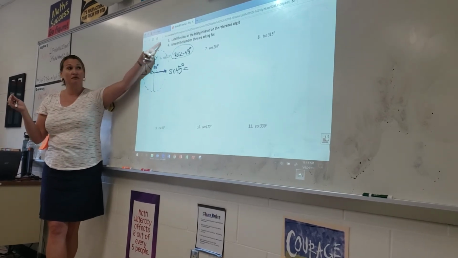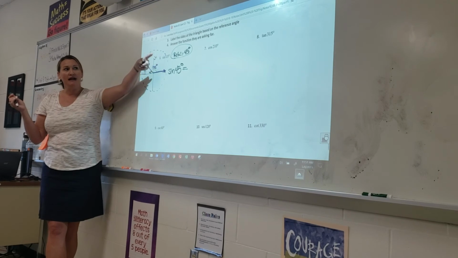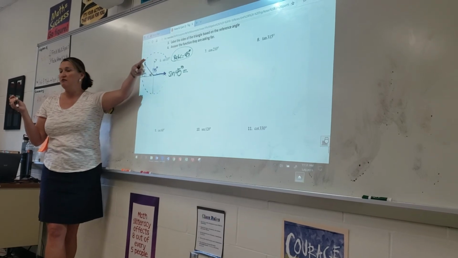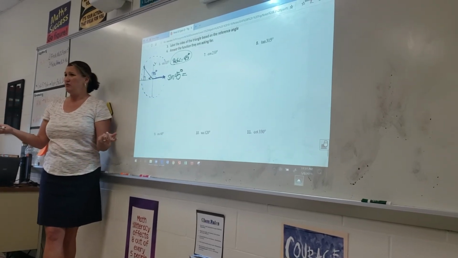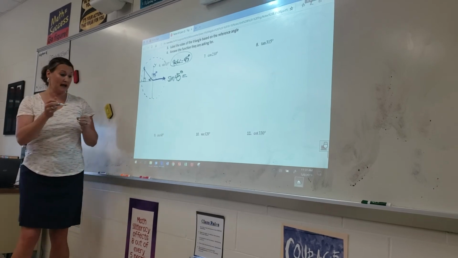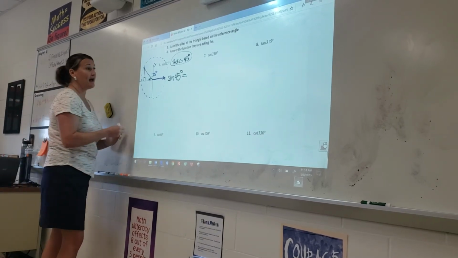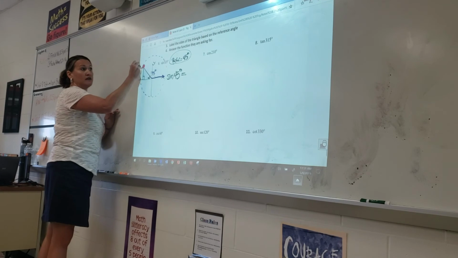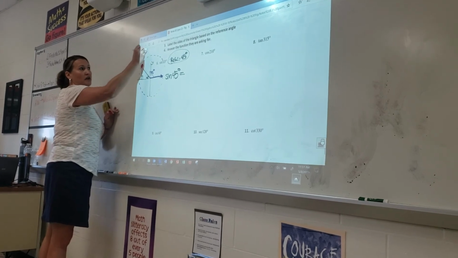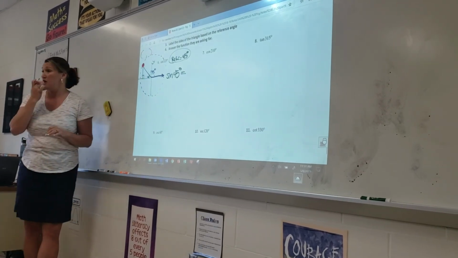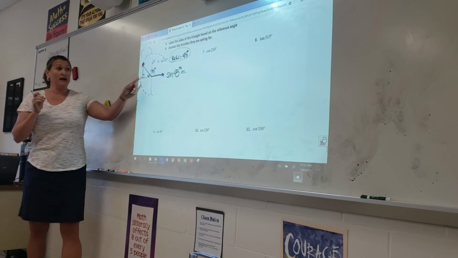Now, let's go to step 3. Label the sides of the triangle based on the reference angle. Because here's what we've done in the past, right? I'm going to highlight this in red. In the past, you've known the coordinates of this point, or we've called it x, y, but we don't know that point. But we know the angle.